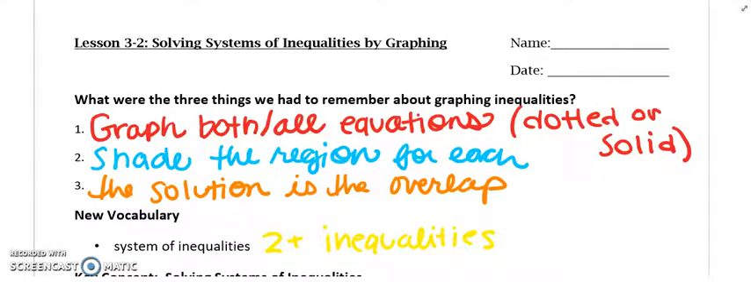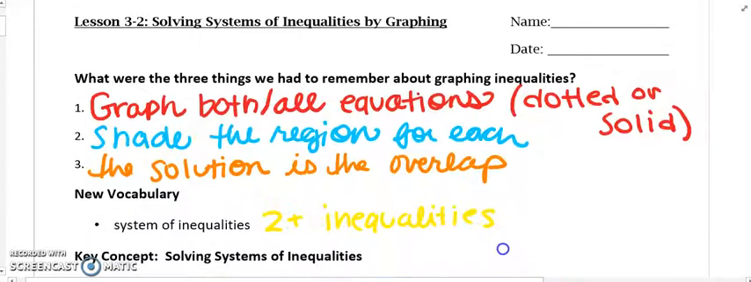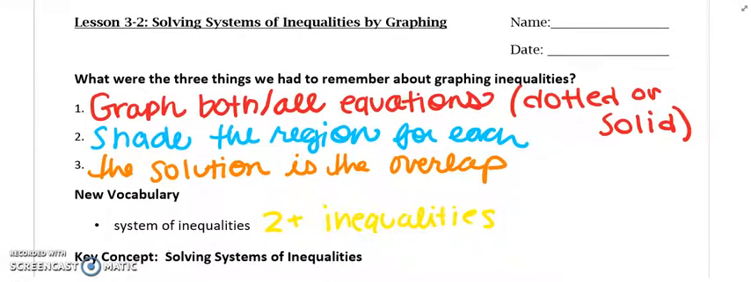Okay, so yesterday we did solving systems of equations by graphing, substitution, and inequalities. Now we're going to do solving systems of inequalities by graphing. And so there's three things that you need to be able to do in order for this.